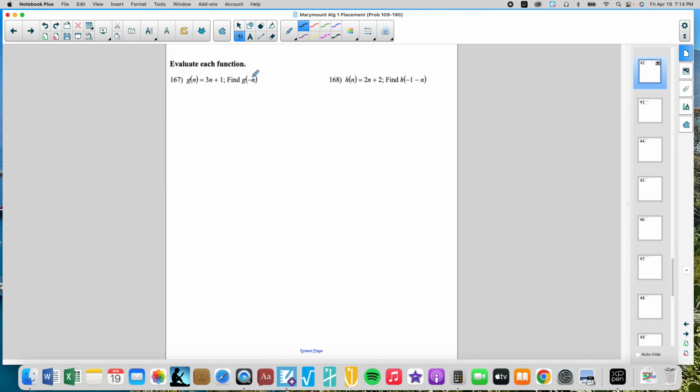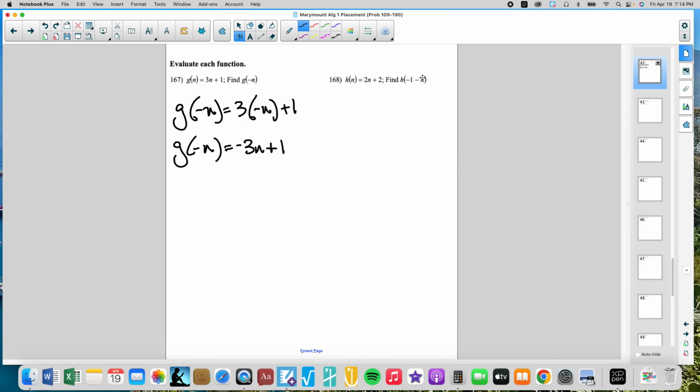I think that says negative n. Negative n. So we're going to plug in negative n for n. So g of negative n means we're going to plug in a negative n for our n. So g of negative n equals negative 3n plus 1. And that would be our solution, negative 3n plus 1.